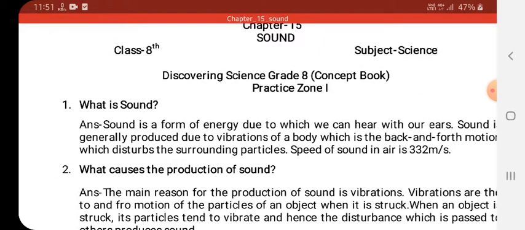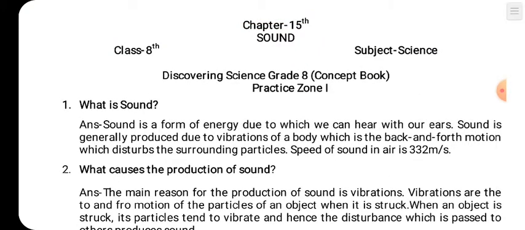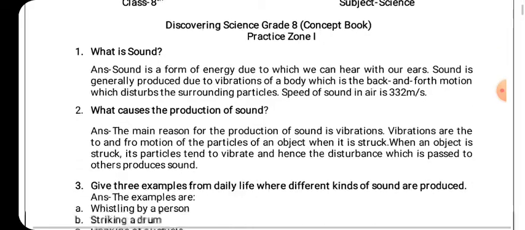What is sound? It is the form of energy which helps us to hear things, right? And sound is produced when the object is vibrating about its mean position. That is, sound is produced when there is vibration of the body, right?